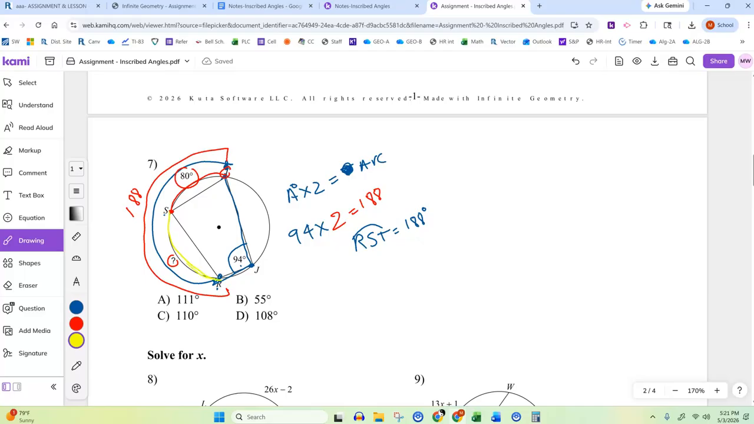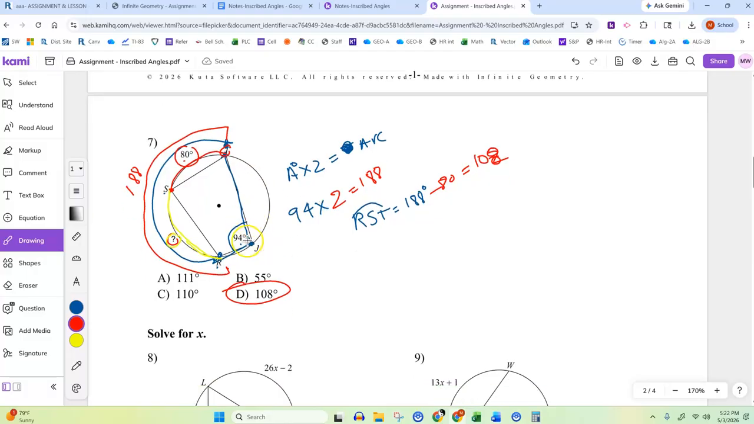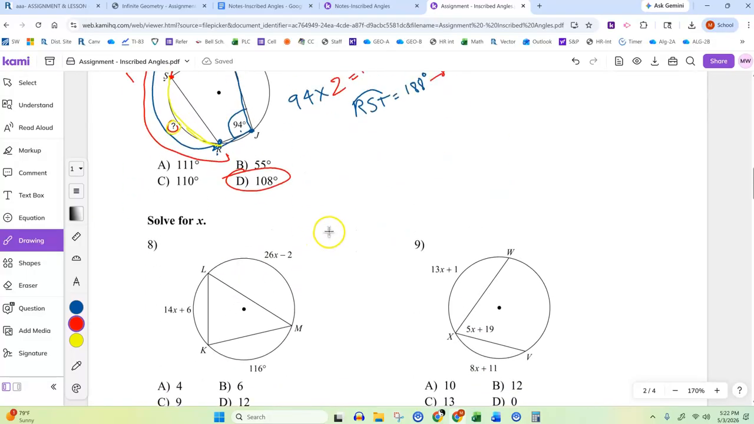So we're only looking for SR. So that's not the whole thing. We need to take the 188 and subtract the 80 right here. So that gives us 102. Wait, or 108, right? Yeah, that's this one, okay? All right, so that's how you can do a problem like that, okay?